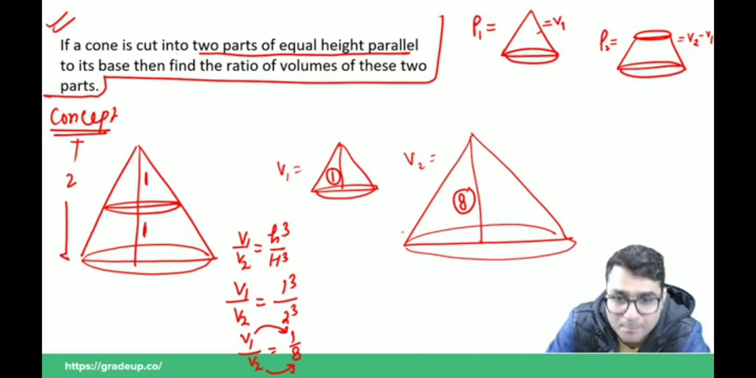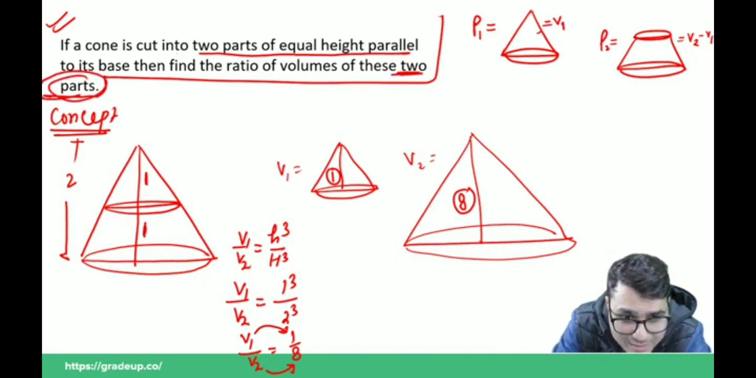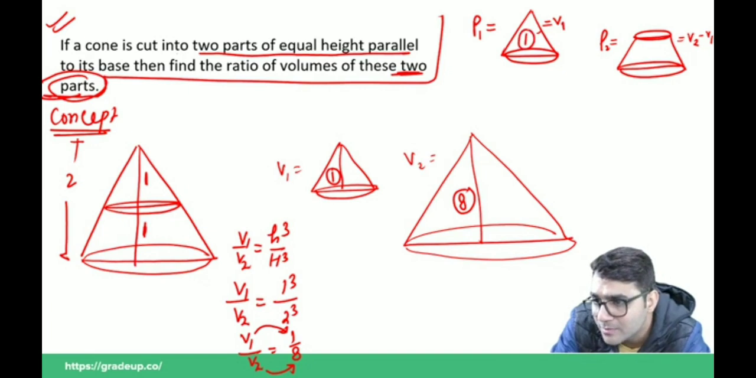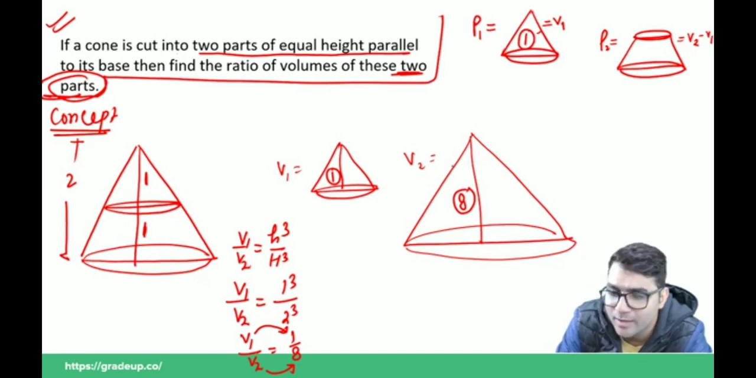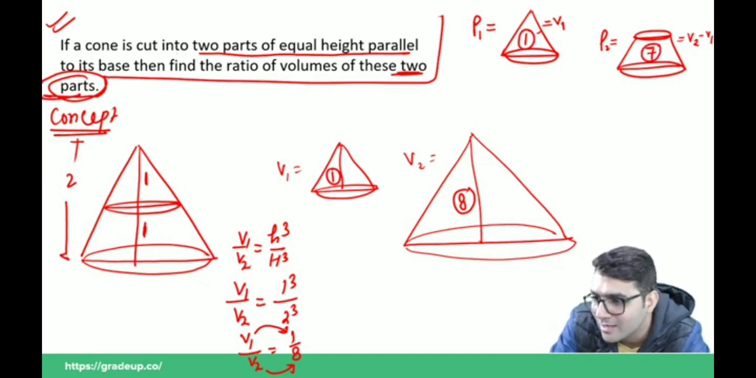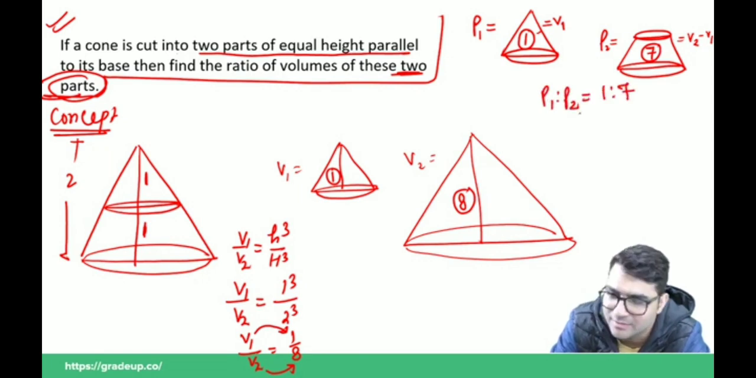But we have to find the volume of these two parts. So V1 is the same as part 1, and part 2 is what? V2 minus V1, that is 7. And the ratio between the volumes of these two parts is 1:7. This is the answer.